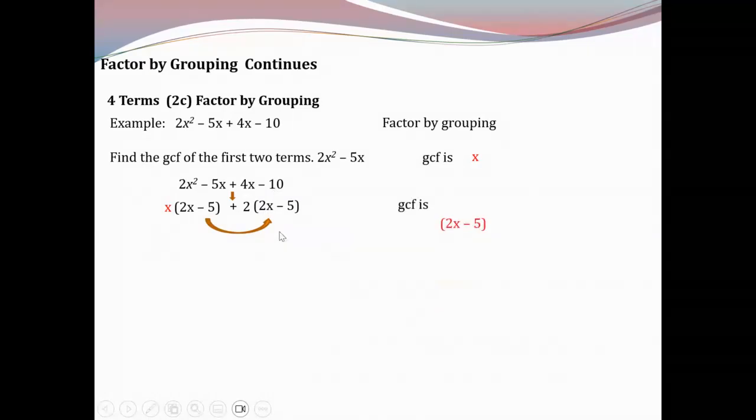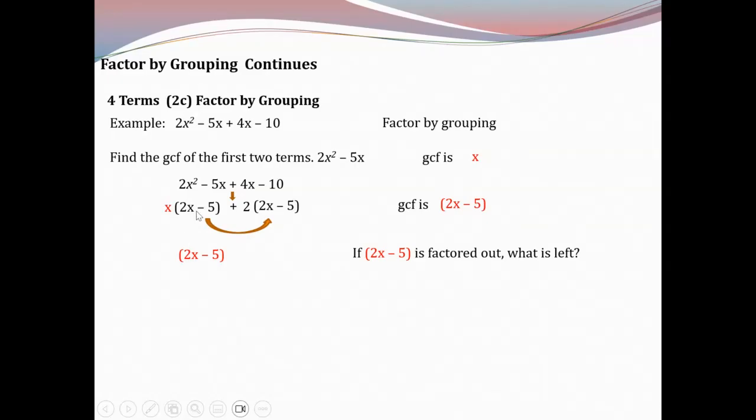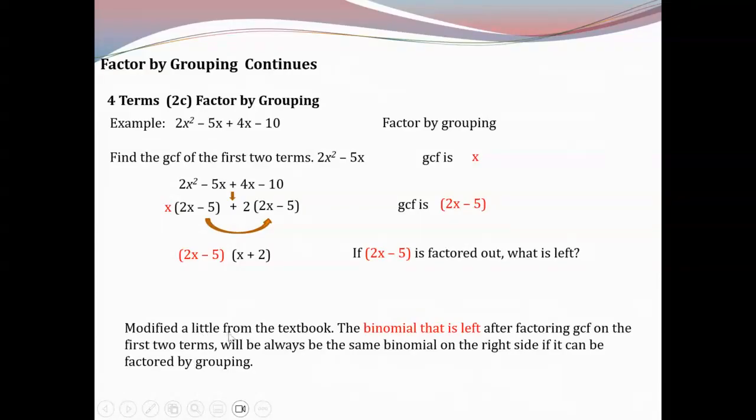Now, the GCF between those 2 terms will be 2x minus 5. So if I factor it out, what's left? It will be x plus 2. And again, I modify this a little from the textbook. The binomial that is left after factoring out the GCF on the first 2 terms will always be the same binomial on the right side if it can be factored by grouping. Whatever's left here, all you do is automatically put it on the right and then just follow the steps as I just explained.